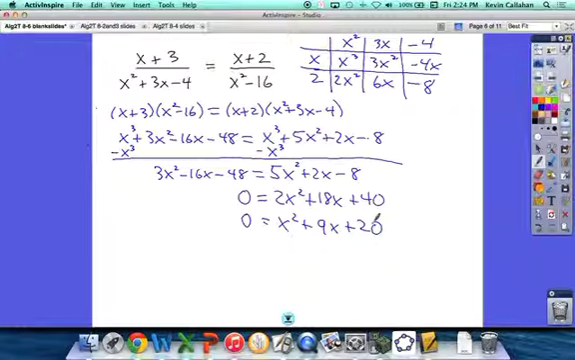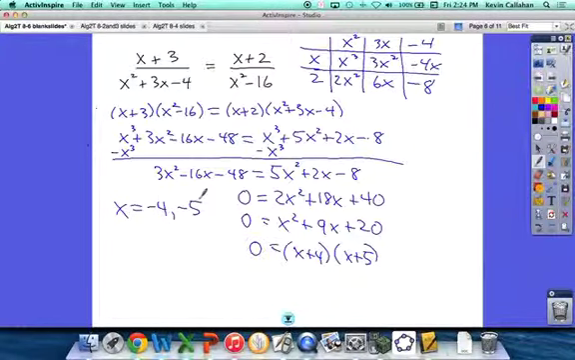How does it factor? What are the factors of 20 that add up to 9, Shane? X plus 4, x plus 5. I factored out the 2, remember? I divided out, so it's just an x squared. Okay, now what are the values of x that solve that? X equals negative 4 and negative 5.